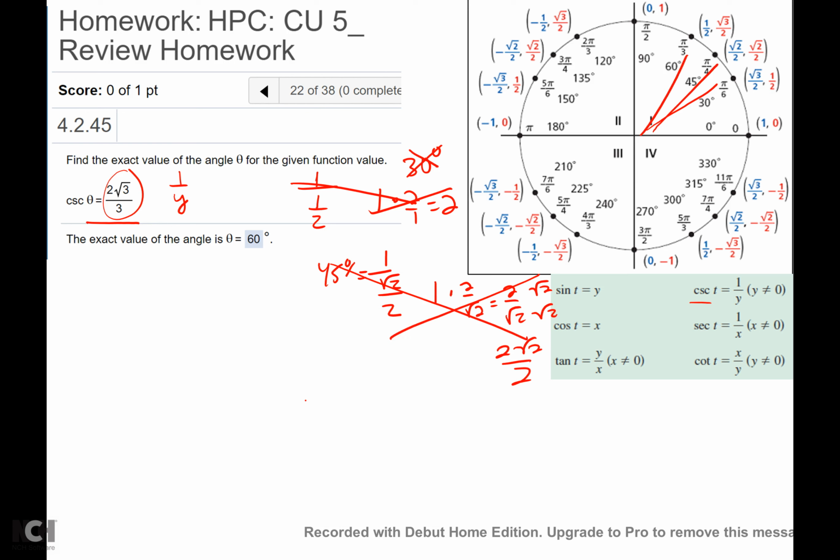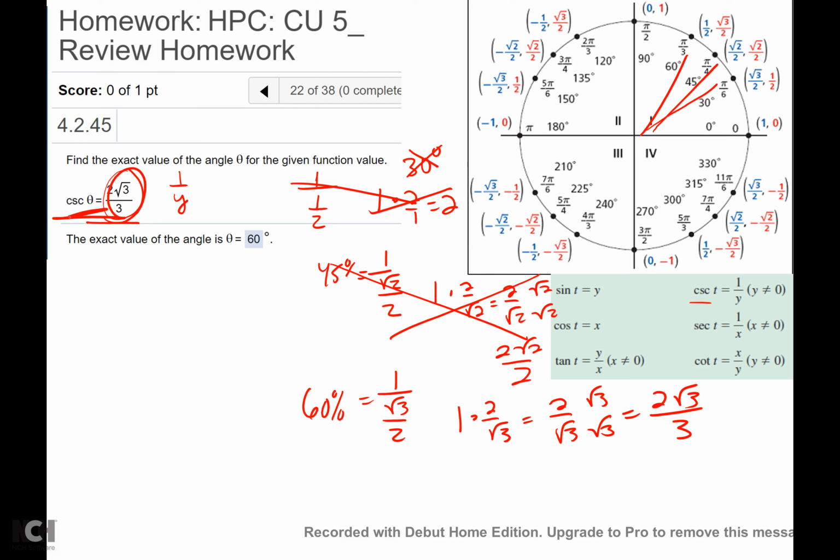So now I'll try 60. 1 over y would be 1 over the square root of 3 over 2. Keep, change, flip. I get 2 over the square root of 3, rationalize, and that's 2 square roots of 3 over 3, which is what this is. So theta has to be 60 degrees.